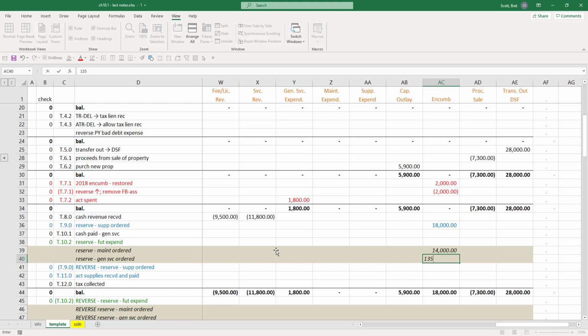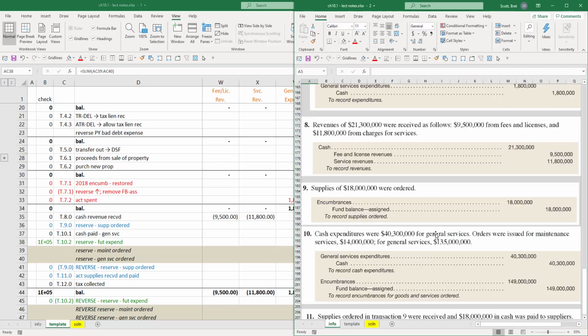General, 135, 14 for maintenance, 135 for general. Total amount encumbered, 149. That's the debit portion of this transaction. And you can see it right there. Debit encumbrances, 149. Is it an expenditure yet? No. Encumbrance means that we will have an expenditure for these amounts once we've actually received these services.